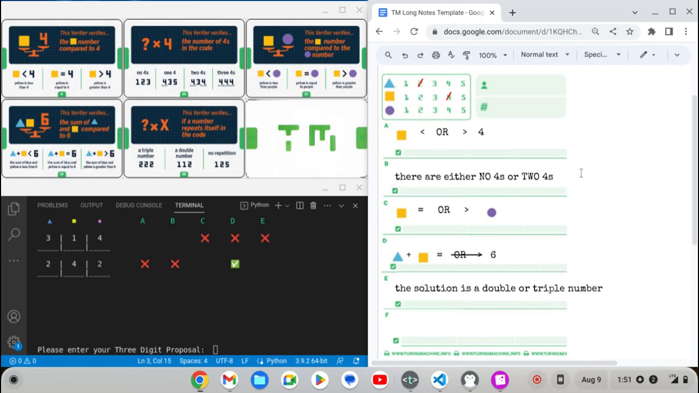So it might be, and we also want to make sure that square is either equal to or greater than circle. So it could be something like maybe 511, or so.